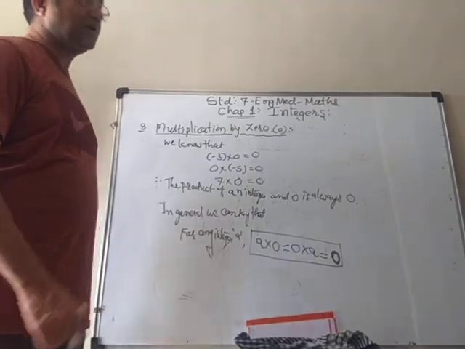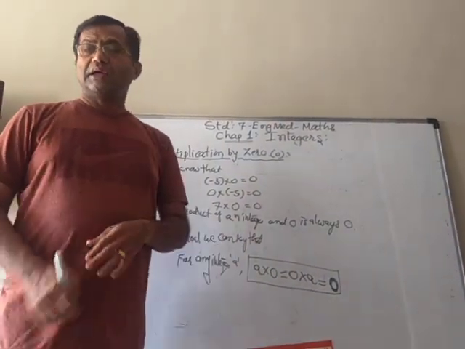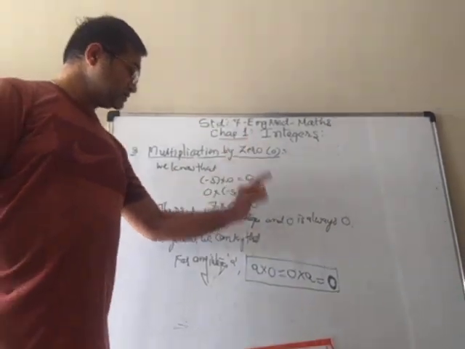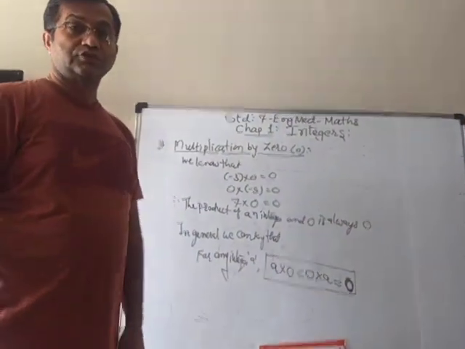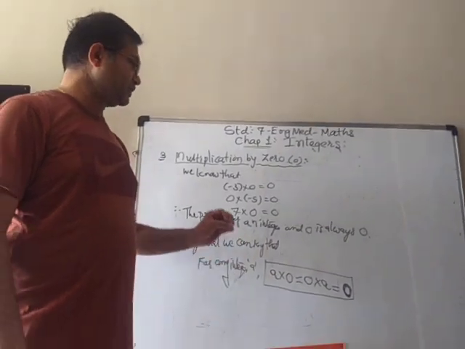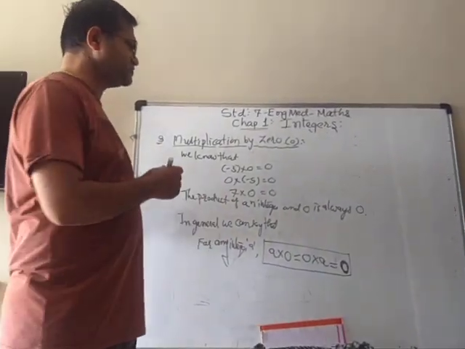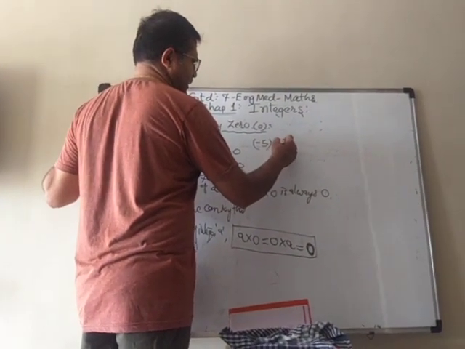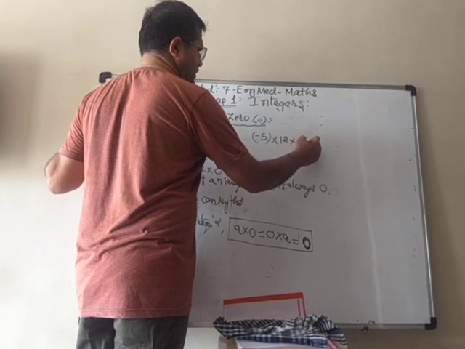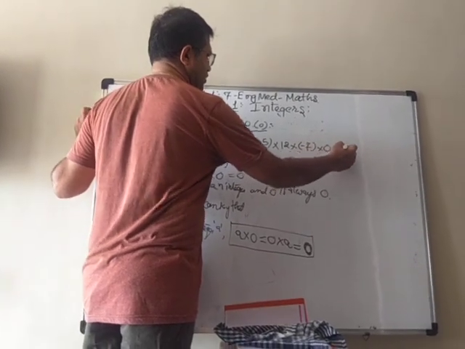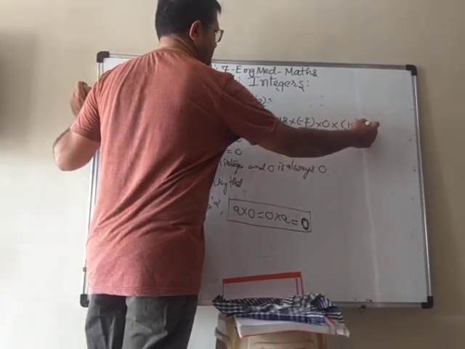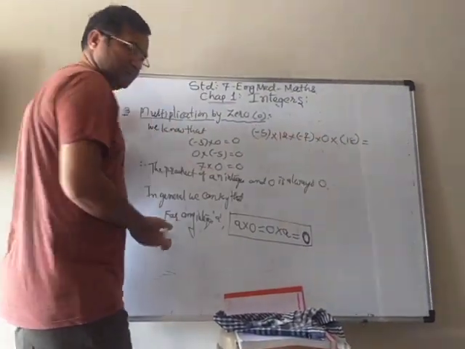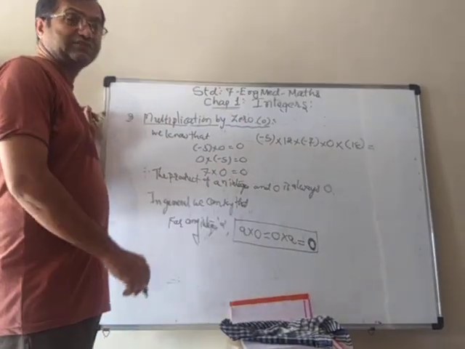So it says that when we multiply any integer by 0, the product will be 0 only. So that is also a very important thing, that sometimes a big multiplication is given. Minus 5 multiplied by 12 multiplied by minus 7 multiplied by 0 multiplied by 18. And we don't have to multiply all those things. Why? Because there is a 0 between them.